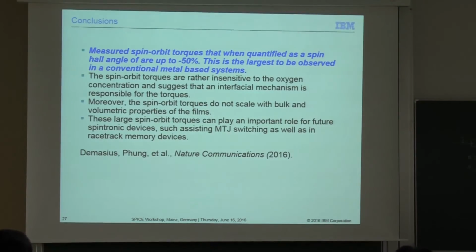And that brings me to the conclusion of my talk. So we've been able to show spin orbit torques, which in conventional metal-based systems are largely interfacial in origin and have a magnitude of up to 50%. And we've seen evidence that it doesn't scale with the bulk or volumetric properties of the film. And then we also see that it is quite useful for some important applications such as MTJ switching and racetrack memory devices.